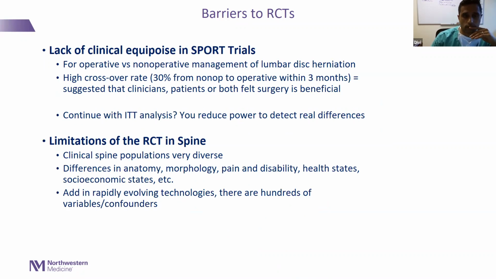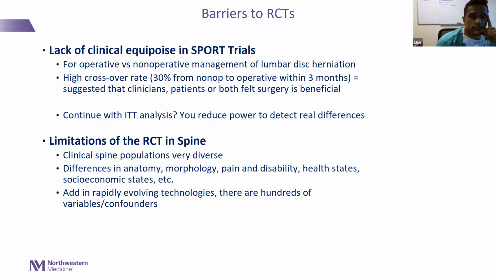So one of the barriers to RCTs can be demonstrated in our spine literature in SPORT trials. For looking at operative versus non-operative treatment of lumbar disc herniations, patients are randomized to operative or non-operative treatment. There's a high crossover rate from the non-operative to the operative group within 3 months. This suggested that both the clinicians and the patients, or both, felt that surgery is beneficial. So then you continue with your intent to treat analysis? I mean, you could, but then you reduce your power to detect real differences. So the trials actually went with as treated analysis.